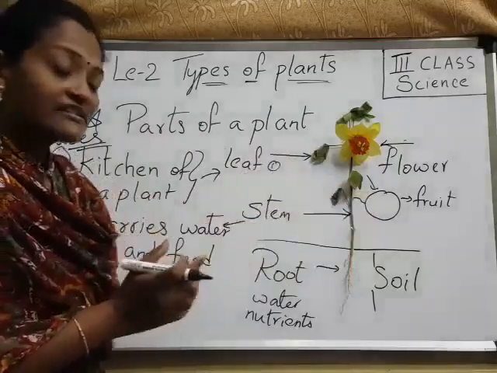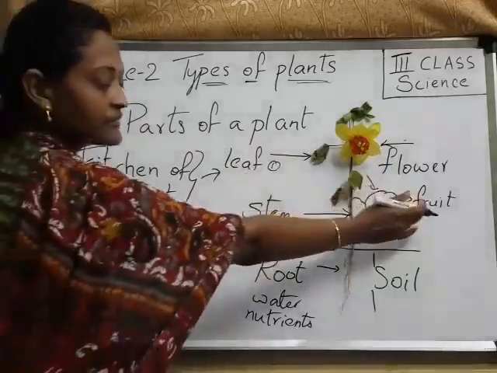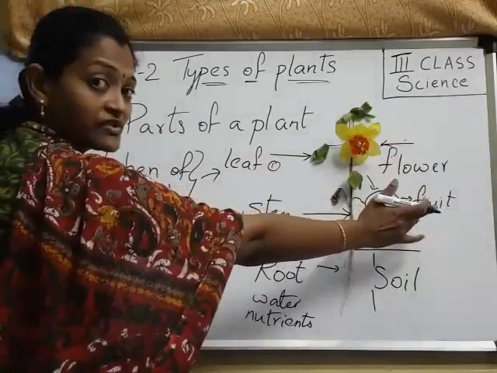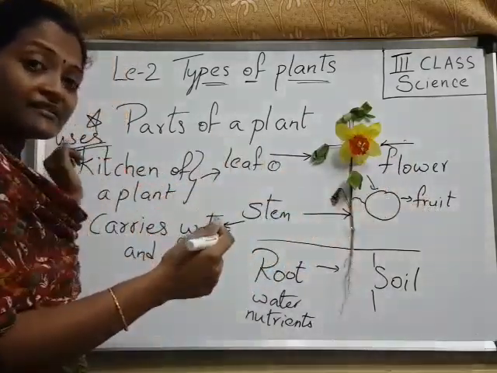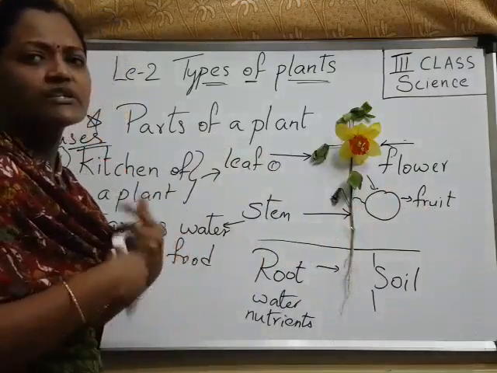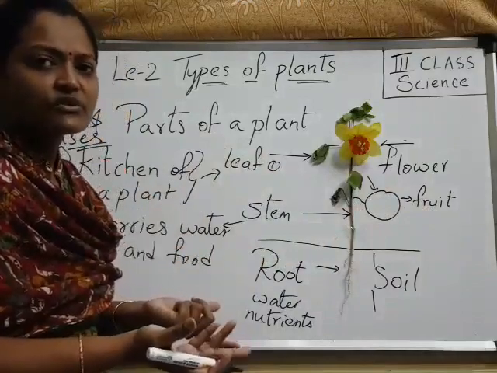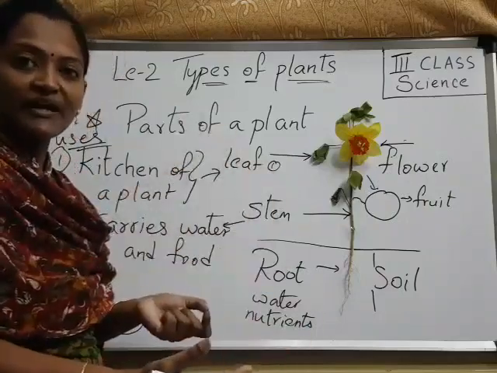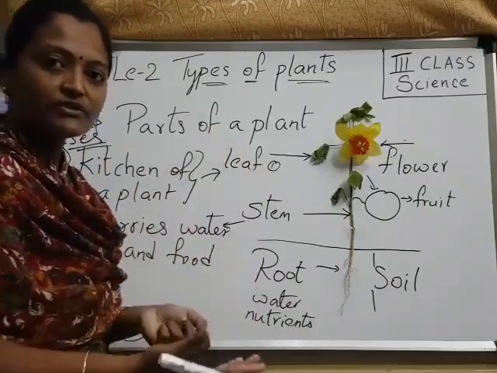In the fruit, what is there, I said? So what is the function of the flower? It changes into fruit. What is the function of the fruit? It contains seeds in it. What is the use of the seed? The seed grows into another new plant, isn't it? Seeds only grow into a new plant, right?